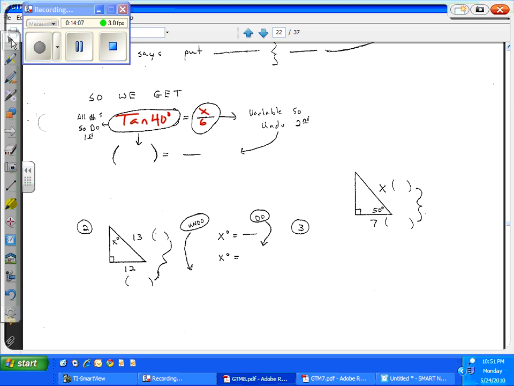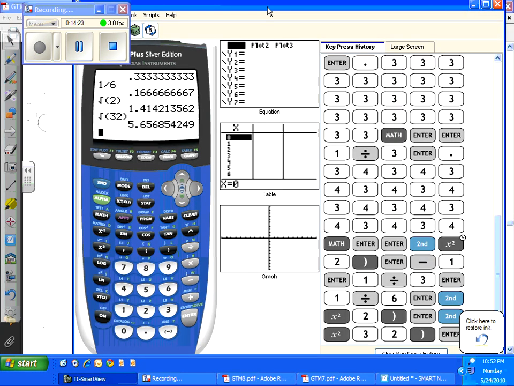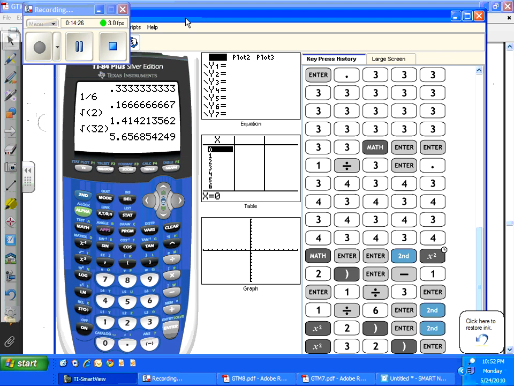Tangent 40 degrees equals x over 6. We're going to do anything we can to simplify. We can do tangent 40. Now, we're in the era of graphing calculators here, so we're going to use the graphing calculator. It's very important here, though, that we have it in degrees.